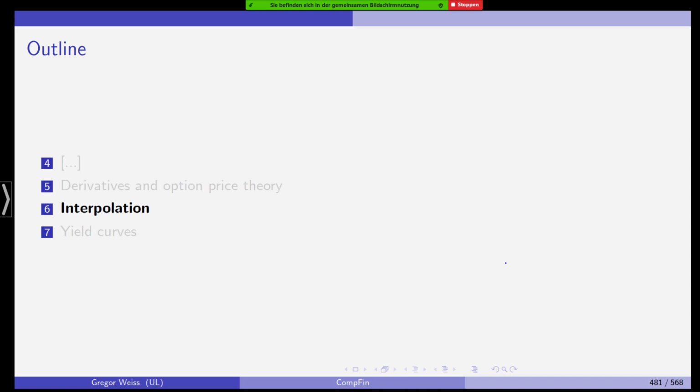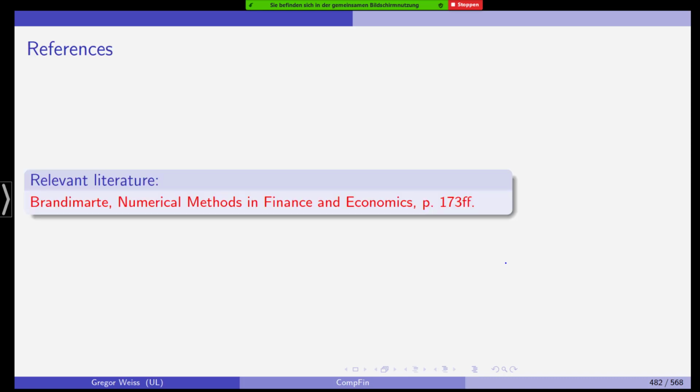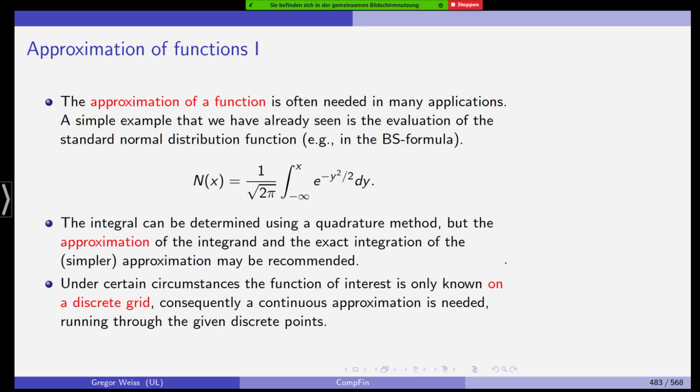Okay. So next, in our penultimate chapter here, we want to look at interpolation. Completely different topic. You can read about this in the Brandimarte textbook. And every now and then you need to approximate functions and you need to interpolate. Now, the approximation of a function is often needed in many applications, in mathematics, in engineering, but also in finance. A very simple example we've already seen is the evaluation of a standard normal distribution function using this integral.